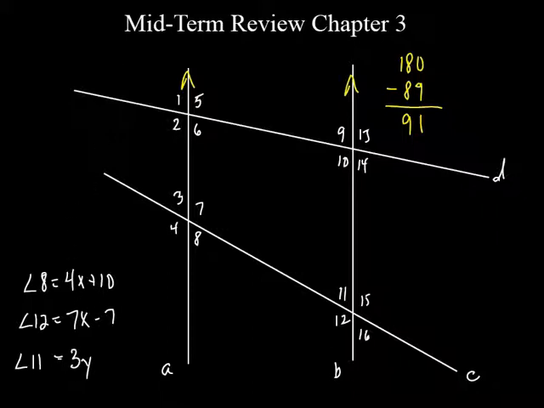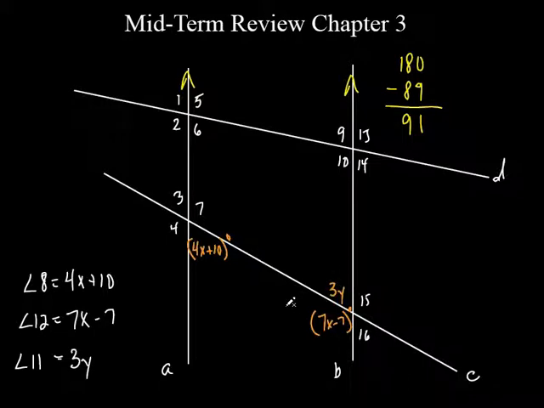All right, let's go a different color on this. Let's go orange. All right, let's put those in here. So this angle 8 is 4x plus 10 degrees. Then it says angle 12. So I'm going to go down here and get rid of that 12 and make that 7x minus 7 degrees. And then angle 11. Let's change colors first of all and make it 3y. And that's degrees as well.